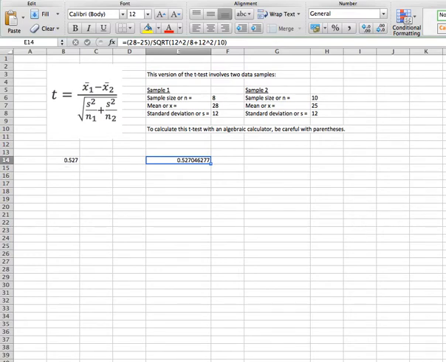I'll also mention that various algebraic calculators work differently, so you don't want to borrow someone else's calculator on the way into a test.